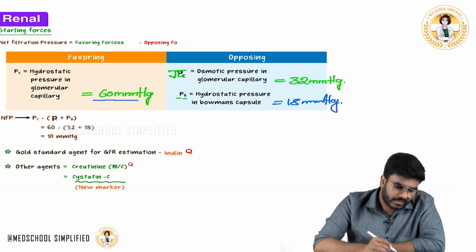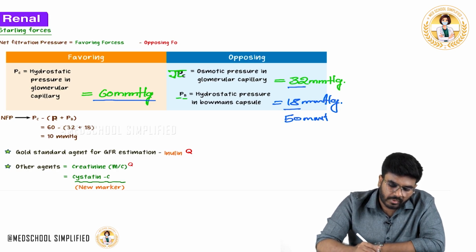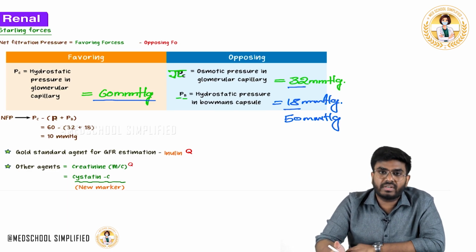Now add the forces. Favoring forces are 60 mmHg. Opposing forces are 50 mmHg. So which is more? Favoring forces of filtration are more, not even by 10 percent, but by 10 mmHg.